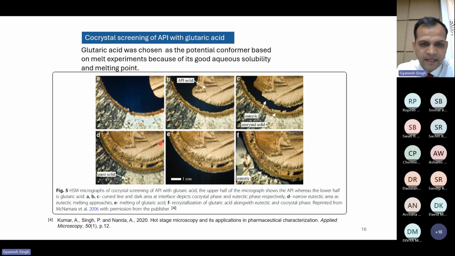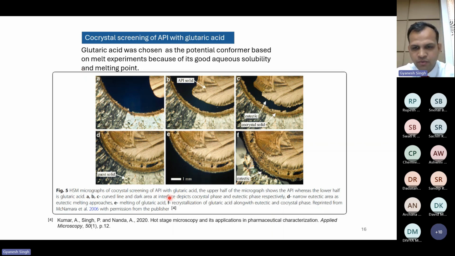You can see it has already melted in E, and then it recrystallizes at F. So E is melting of glutaric acid, F is recrystallization of glutaric acid. You can see the flakes over here, glutaric acid flakes. And now this is a eutectic region. So this is what co-crystal screening is.